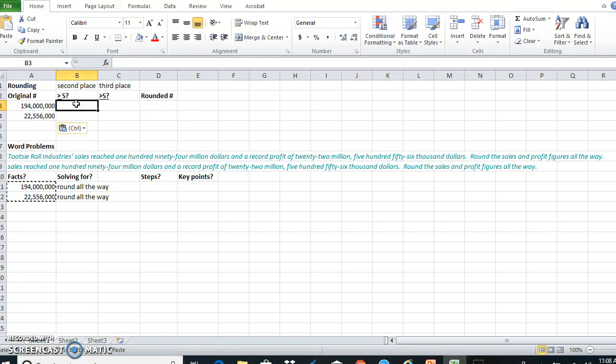So we're looking at the 1 and the 9 to see if the 9 can make the 1 a 2. And 9 is greater than or equal to 5. It is greater than. Yes, so we don't have to do anything else.